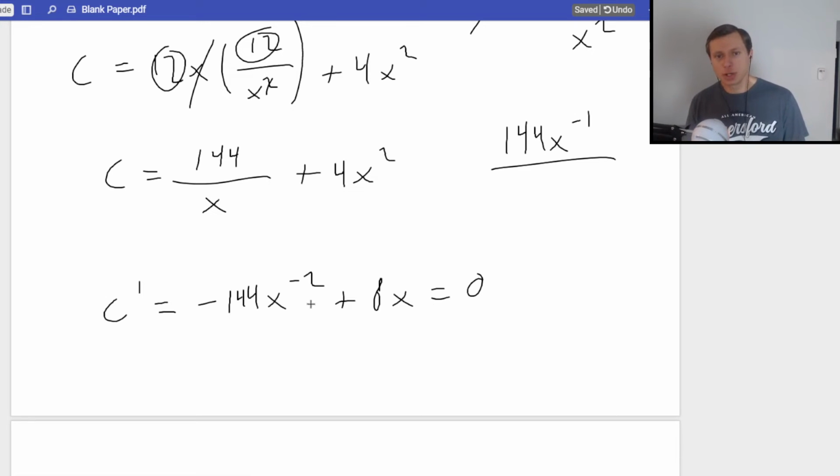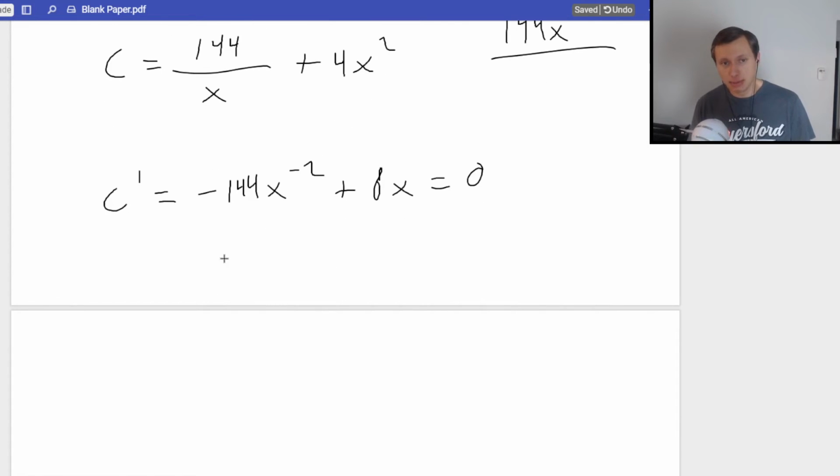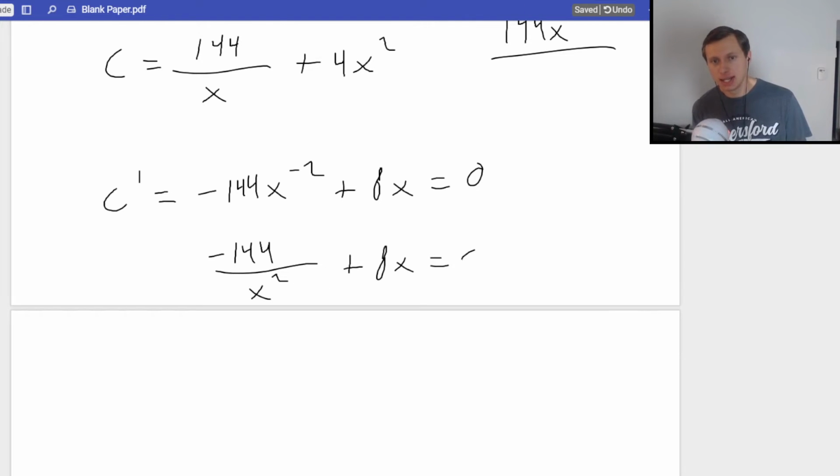So now if we want to solve for x here, we're going to run into trouble again because the negative second power, I mean, it's just not easy to do. So for that reason, for solving for x, you actually want to put that x back in the denominator. I repeat, put it back in the denominator when you want to solve for it. Negative 144 over x squared plus 8x, that's going to equal 0.